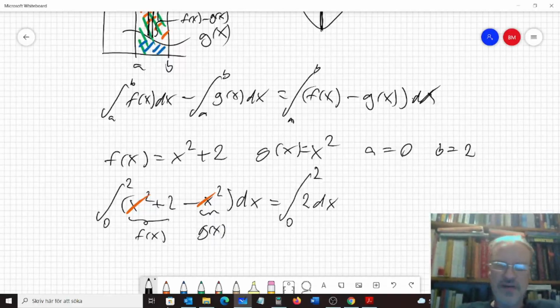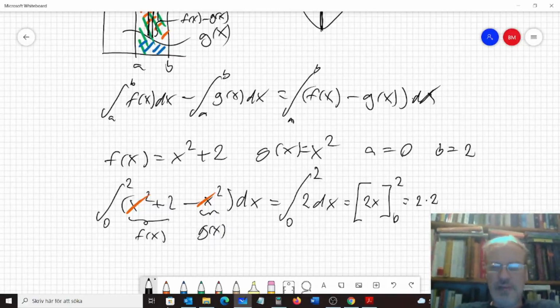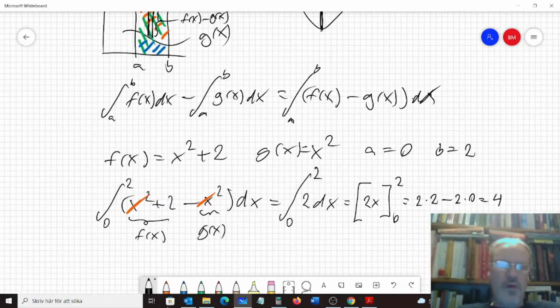And that is very easy to evaluate, right? The primitive function, or the antiderivative of 2, is just 2x, from 0 to 2. Plug in 2 to this, that will give us 2 times 2. Plug in 0 to this, that will be 2 times 0. And that will give 4 all in all.